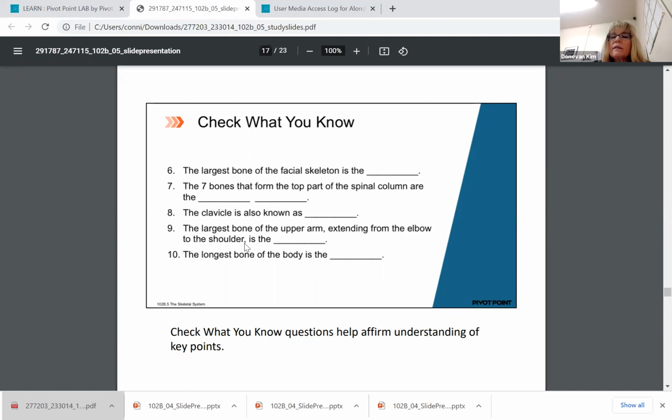And then let's see, we're going back to Julian. The largest bone of the body. Tibula. Okay. It's either the femur or the tibula. It's the femur.